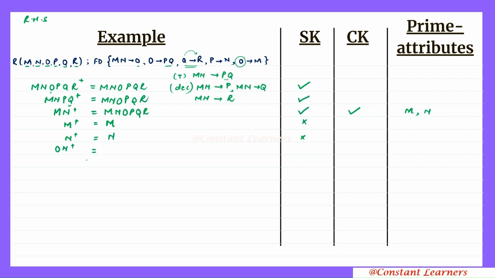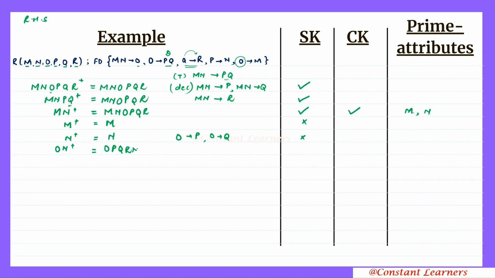Let's check if ON is a super key or not. O can determine itself, and O can determine P and Q, right? So we can write this as O determines PQ. We can split this, right? We can decompose these two as O determines P and O determines Q. Now if Q determines R, then we can write that O can determine R, right?